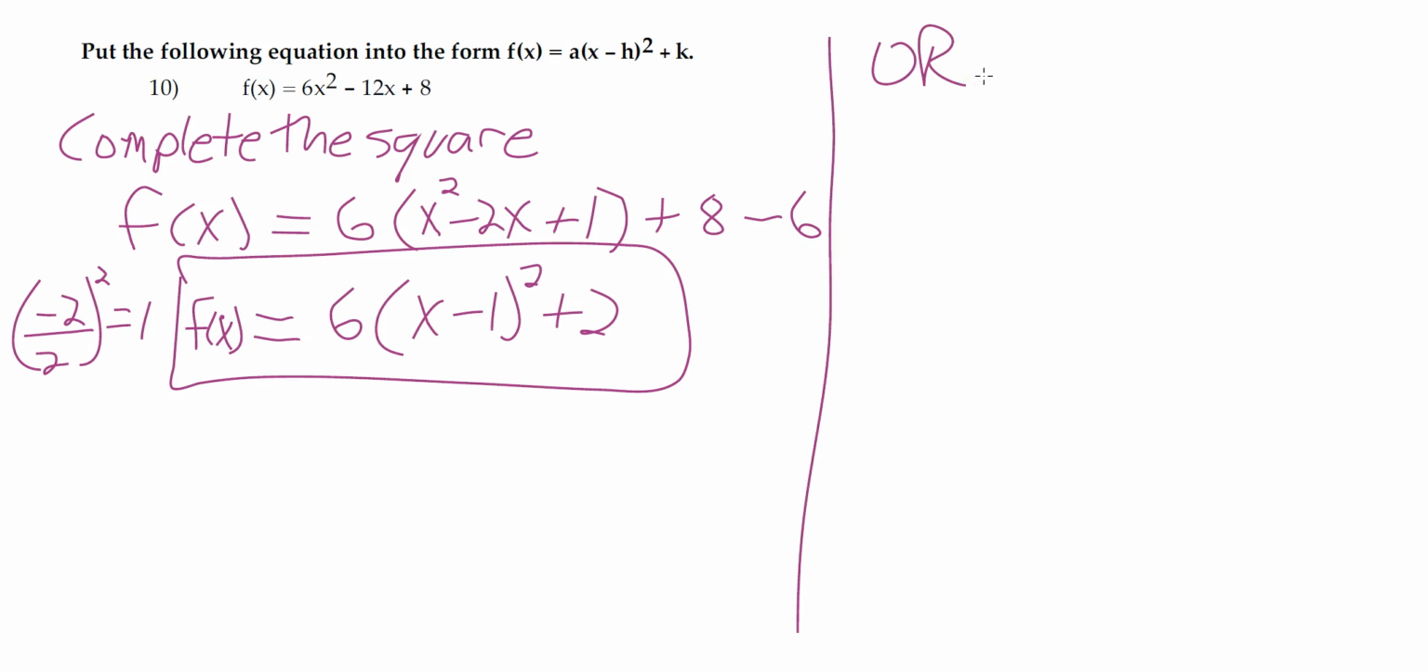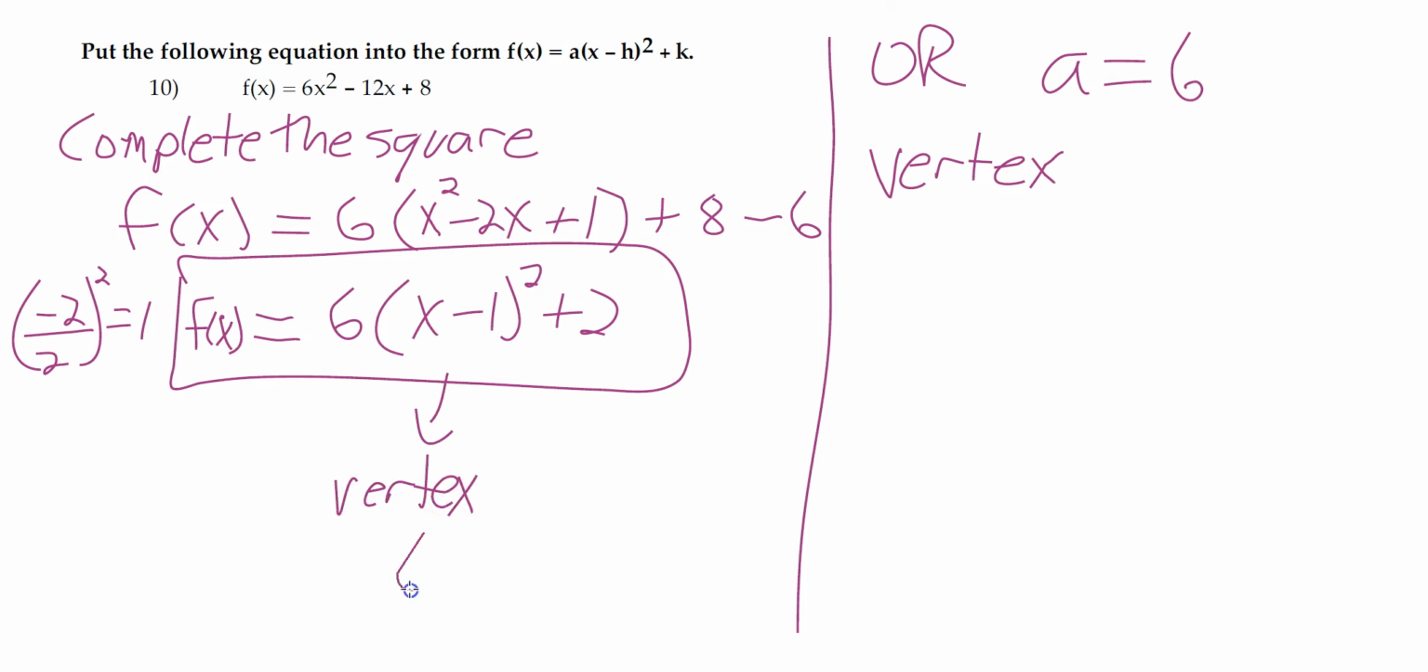Now the other thing we can do is first notice we have a, because the coefficient in front of the x squared in general form is the same as the coefficient in front of the x quantity squared term in standard form. So we already have that part. And the vertex, we have a way to get the vertex. Now from here, I could get the vertex of 1, 2. But I can get the vertex with the formula approach as well.